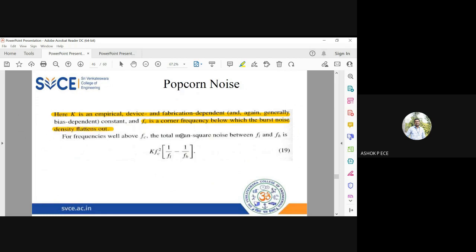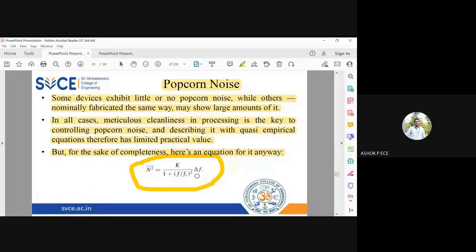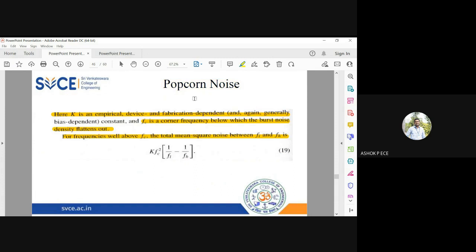So for frequency above Fc, you have to use this formula, K Fc square into 1 by Fl minus 1 by Fh. Below Fc, the noise is flattening. Flattening means it is going to be constant. It is not going to have much of a variation. And Fc is called the corner frequency. Just to find bandwidth, we define the frequencies FL and FH, where between FL and FH we say the power is a minimum 50%, it is maximum 100%. Same way, we define a frequency Fc called the corner frequency in popcorn noise.